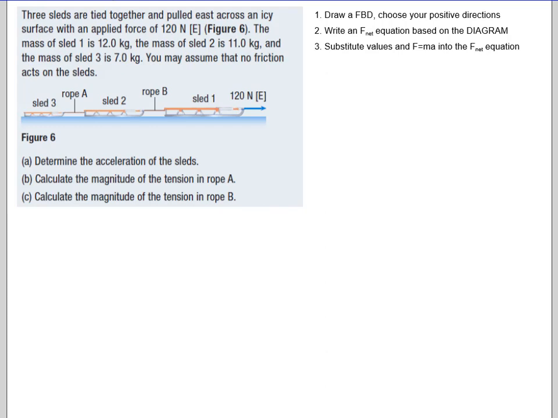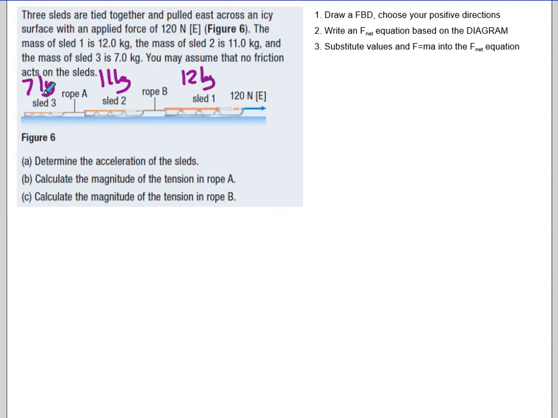Okay, this is one of my favorite questions. It shows up on a lot of assessments and those types of things. The sled question. So 3 sleds are tied together and pulled east. So they're pulled to the right across an icy surface with an applied force of 120 newtons. The mass of sled 1 is 12 kilograms. Sled 2 is 11 kilograms, and sled 3 is 7 kilograms.